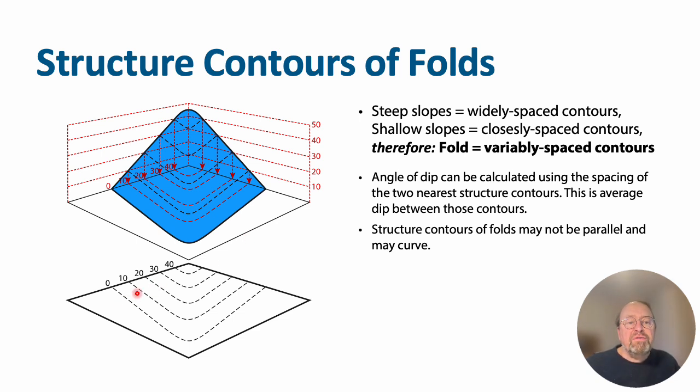If you look at the contours here compared to here, you'll be able to define the dip of each of the different limbs, and in doing so you define the plunge of the axis, the fold axis. So that's right, we look for variably spaced contours.